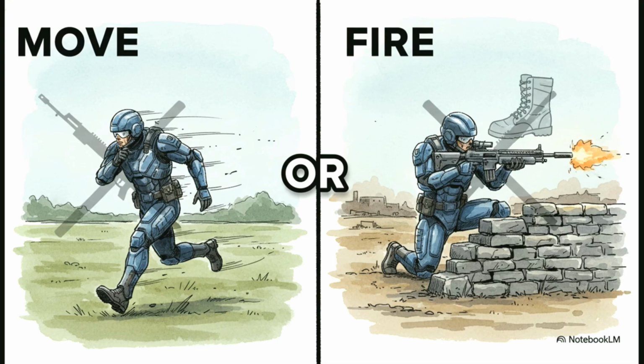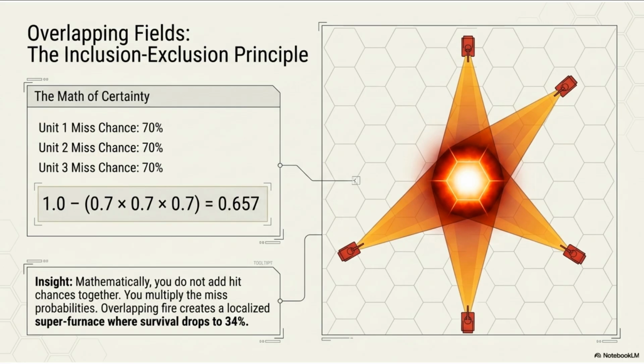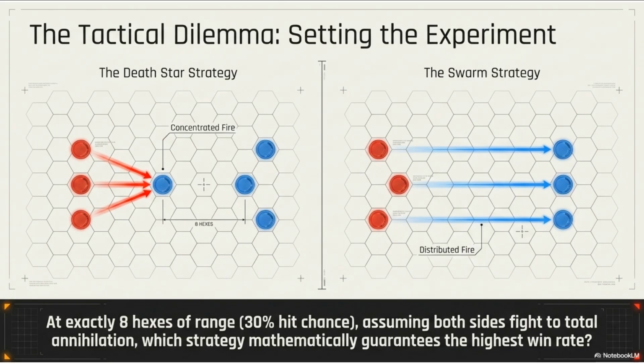And this is where the authors did something really fascinating. They used these simple rules to run a simulation. They wanted to answer a debate that has raged in military strategy for centuries. Is it better to concentrate your fire or to spread it out? Okay, let's set the stage. We have 3 blue units and 3 red units. Identical. Same guns, same everything. They're facing each other in a totally open field. Right. No terrain, no shadows, just pure math.